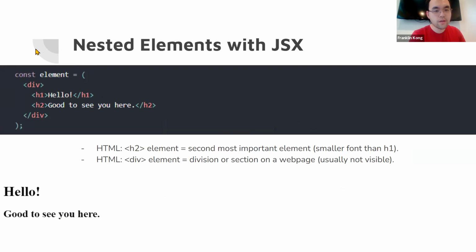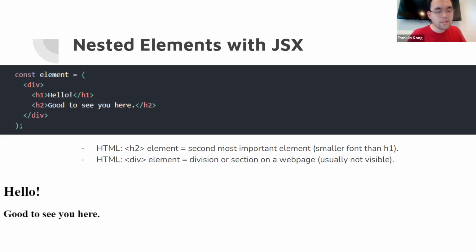And finally, you can nest elements with JSX. There are a couple more HTML elements we'll go over here. The H2 element is the second most important header element, but it has a smaller font than H1. So down below, you see hello is an H1 element, so it's bigger font, and then good to see you here is an H2 element, which is displayed right below it, and it has a smaller font. H2 elements are usually used for subsections within an article, so maybe subtitles.